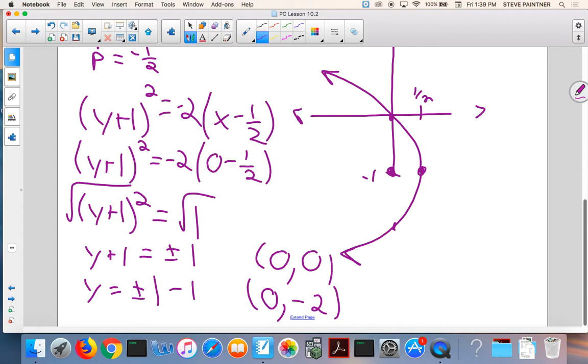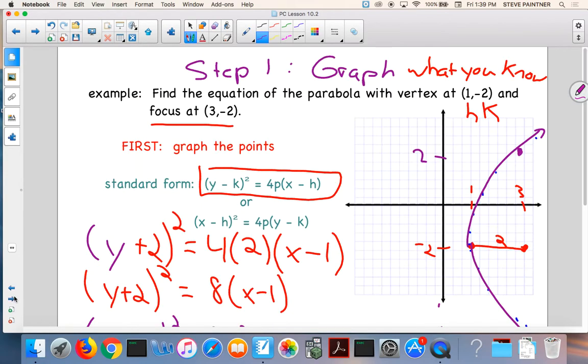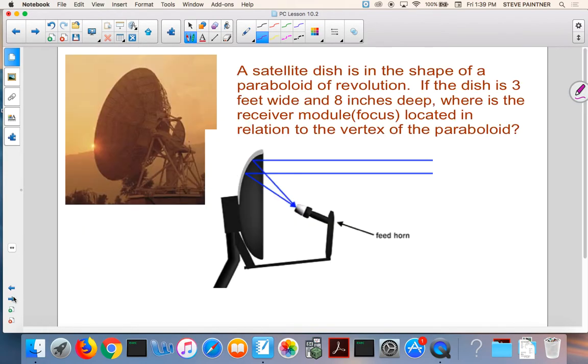Okay. Any questions right now? We have 20 minutes and 1 applied problem to do. We have 2 applied problems left. We're going to save 1 for Monday. Okay. Take a minute to read through this.